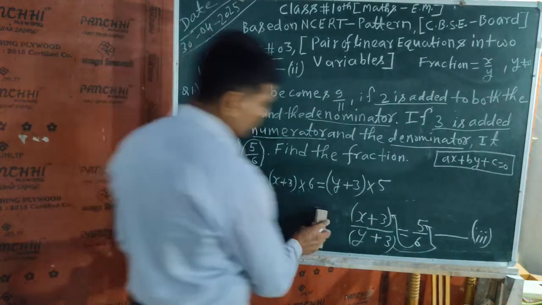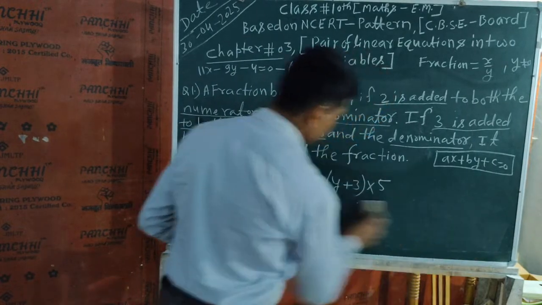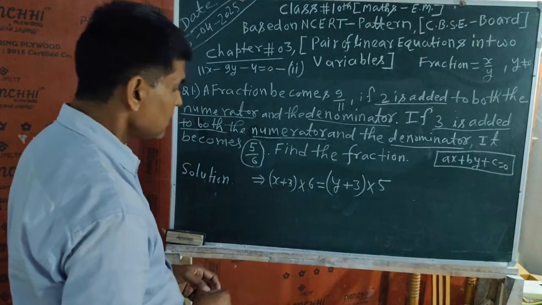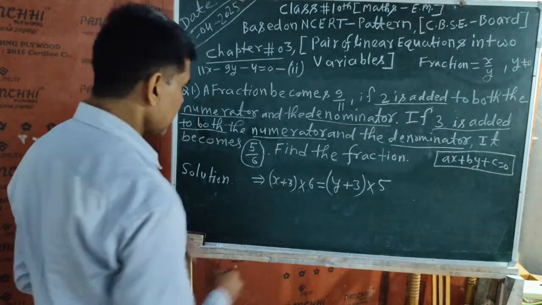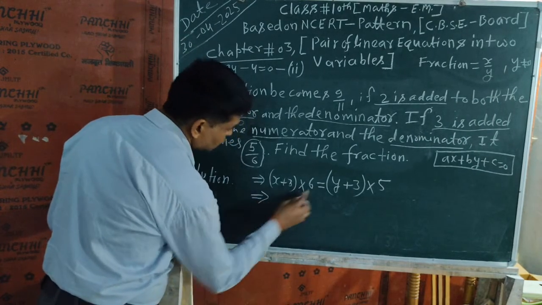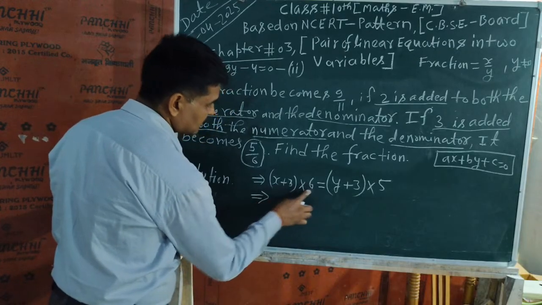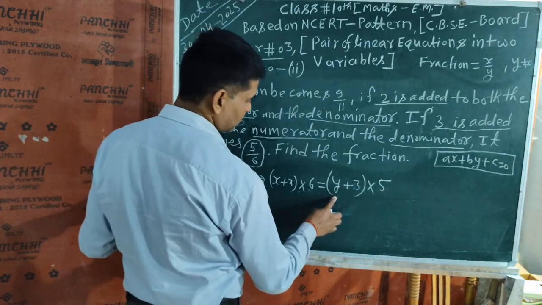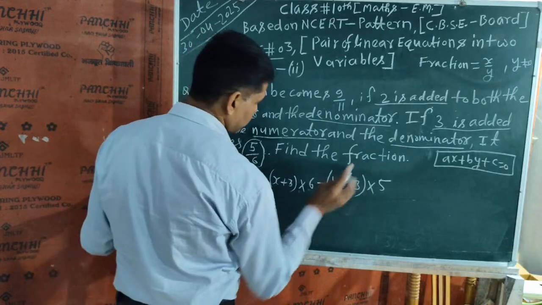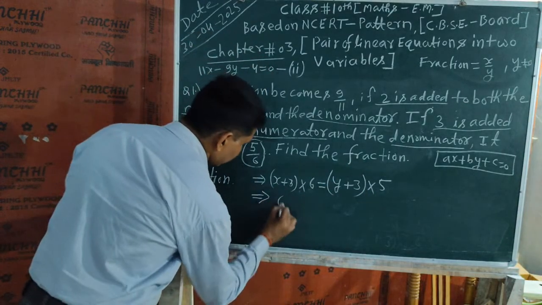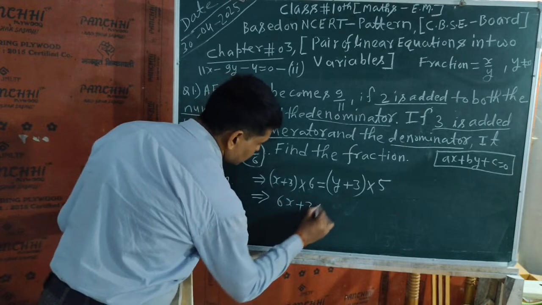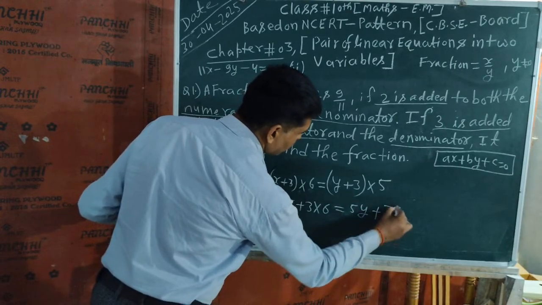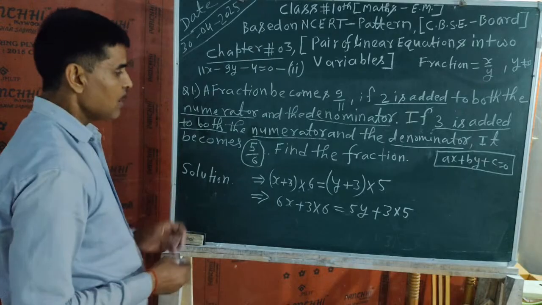Okay student, again I am going to erase this data, because after erasing I will get some space and then I will solve here. Here 6 is multiplied with x and 6 is also multiplied with 3, and 5 is multiplied with y and 5 is also multiplied with 3. After multiplication I write 6x plus 3 into 6, which is equal to 5 into y plus 3 into 5. So each and every student can understand it properly.